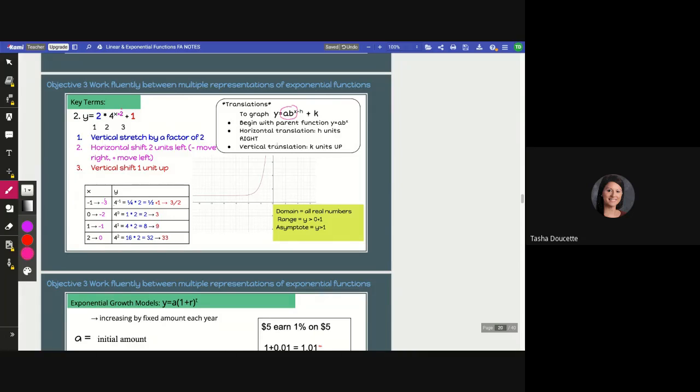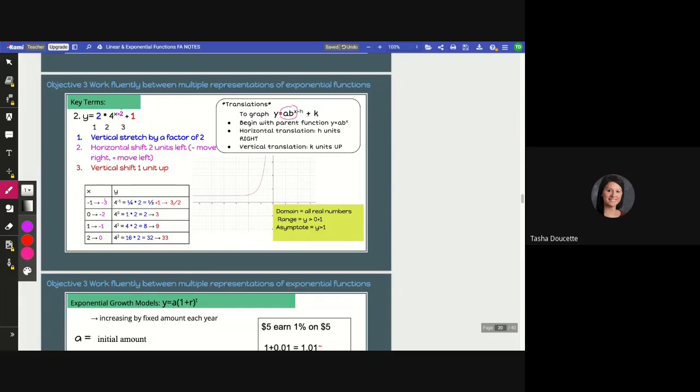Remember, horizontal means you're going right to left, which is your x coordinates. So the minus h means you're moving to the right. If it was plus h, you would move to the left. Then you have a vertical translation. Vertical means up and down. The plus k means you're going up. If it was minus k, that would mean you're going down.